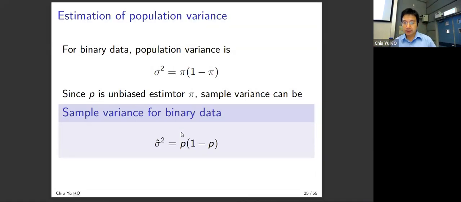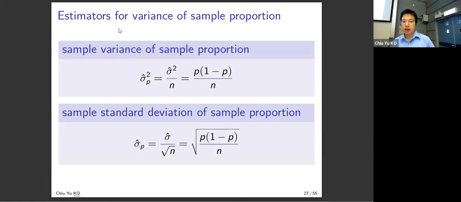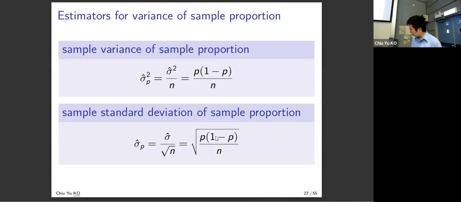And that means that if I estimate in this way, okay, the sample variance of the sample proportion is just this guy, right? We just use p times 1 minus p here, and take a square root. Okay. And that's the end of the first part.